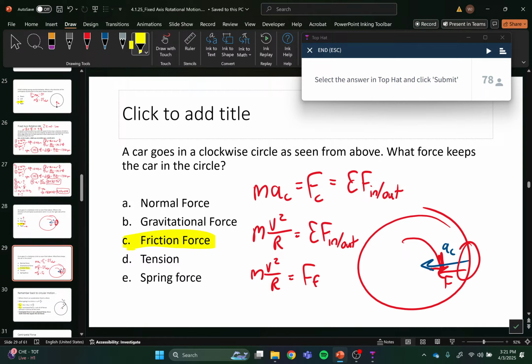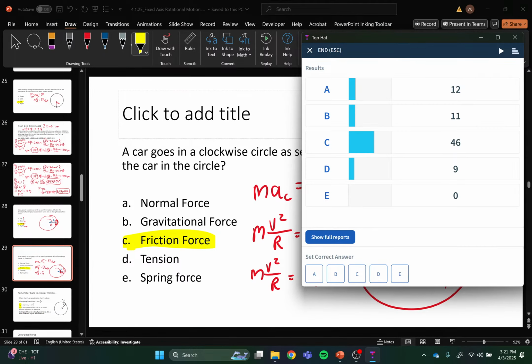Now, notice I didn't look at the other two. Those ones are really obvious. Tension, there are no strings. There's not even a tension force anywhere in this problem. Spring force, there are no springs. There's no spring force either. So yeah, let's see how we did here. Interesting, pretty good. And yeah, this is what I need to teach you.